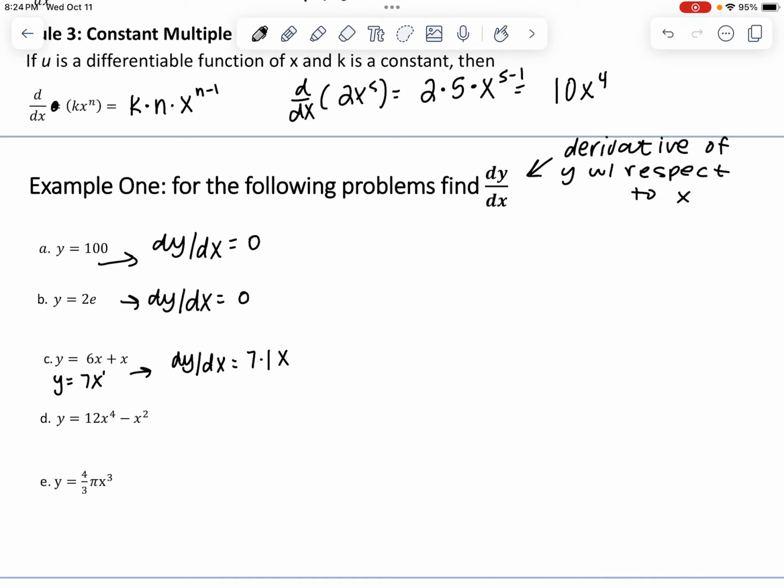And then you do x to the 1 minus 1 power. And that would simplify to 7x to the 0 power. And anything to the 0 power is 1. So that'd be like 7 times 1, which equals 7. So you're not going to have to do that every single time.